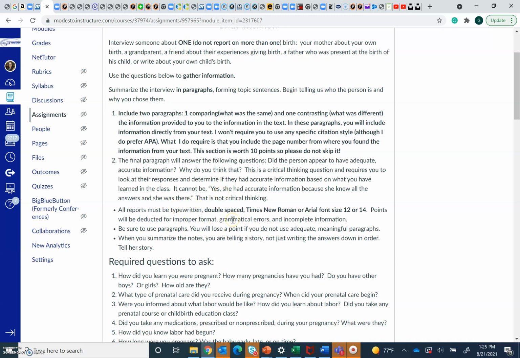Here's some formatting information as well. I do prefer it to be typed, double spaced, Times New Roman or Arial font, size 12 or 14. I don't like to be too strict on the formatting, but I do want to make sure that I can read it and grade it. So if you are faster at writing it handwritten, I will accept it handwritten as long as it's legible. So you would just submit a picture or a scan of your handwritten paper.